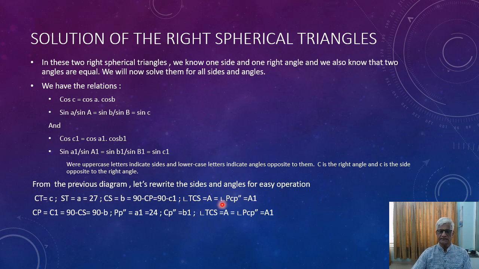Angle TCS is equal to angle PCP dash, so A is equal to A1. The side A is equal to 27, and the side A1 is equal to 24. And the side CP, or C, is equal to C1, which is equal to 90 minus B. This relationship we can easily write from that.